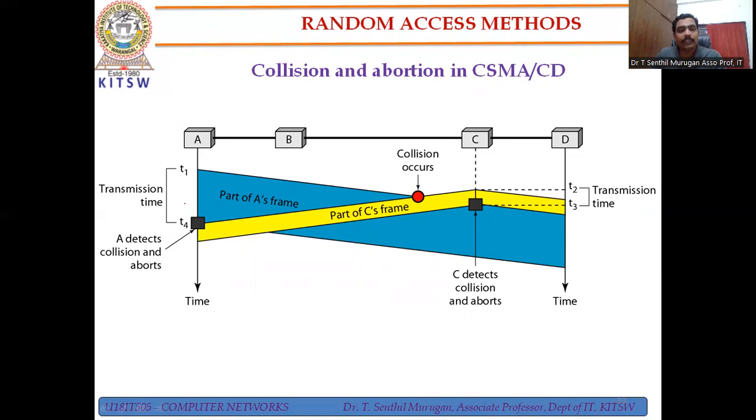So see here, this is the first data transmission time. So this much time it will take. The last bit transmission starts from here. So when the last bit is transmitted, in between it is getting another frame. So the collision may occur here. So automatically it will detect the collision and abort the data.